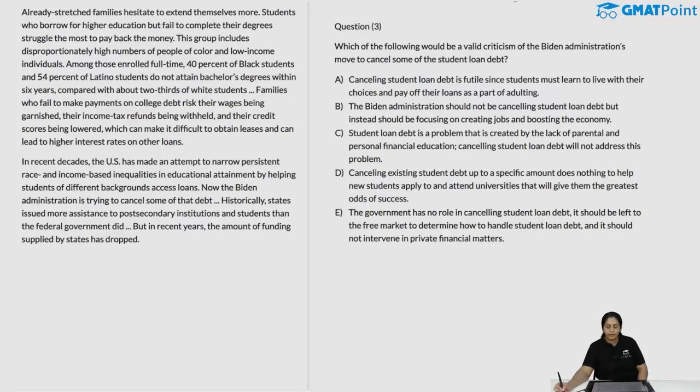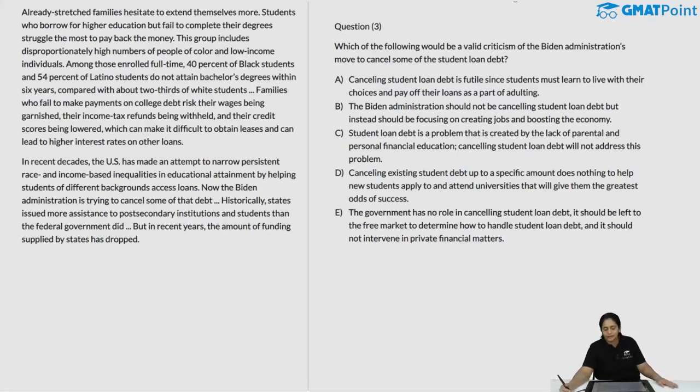Which of the following would be a valid criticism of the Biden administration's move to cancel some of the student loan debt? So essentially, they have decided to forgive some of the student loan debt. There's a student loan debt crisis. Many people are struggling to pay for their loans, especially if they don't graduate. So let us take a look at the options.